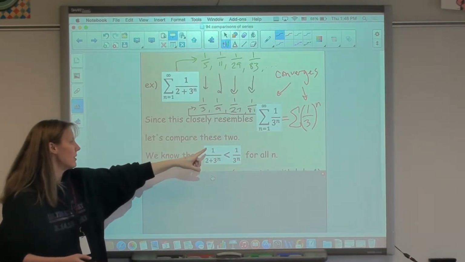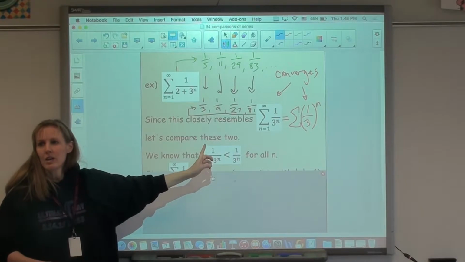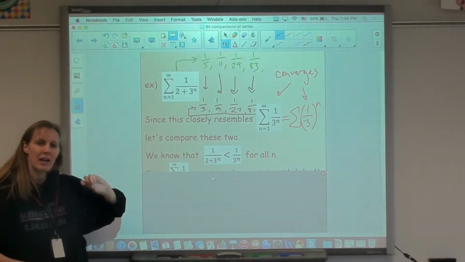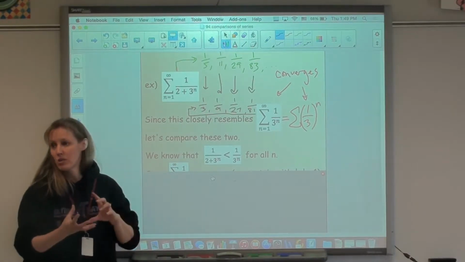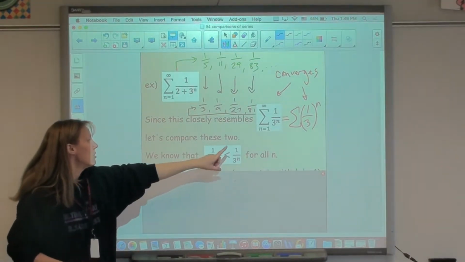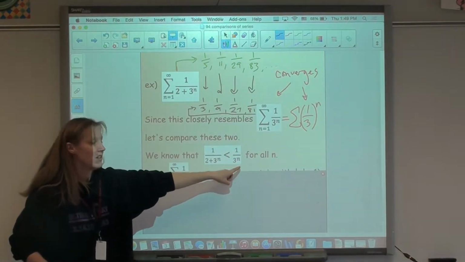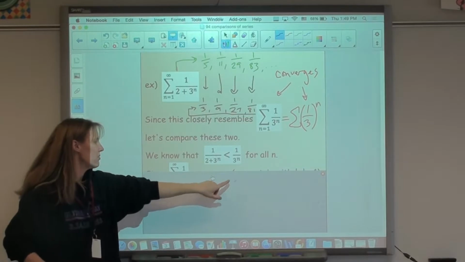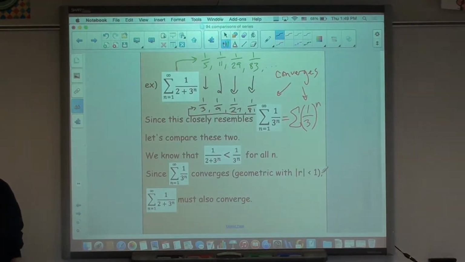So if it was something like n and n plus 1 or something like that, if it's just off by a constant being added or subtracted from the top or the bottom, then it's real easy to do the direct comparison test. So for this one, it's real clear. Since this converges, and since this is less than a converging series, this one converges as well. So less than a converging series converges.